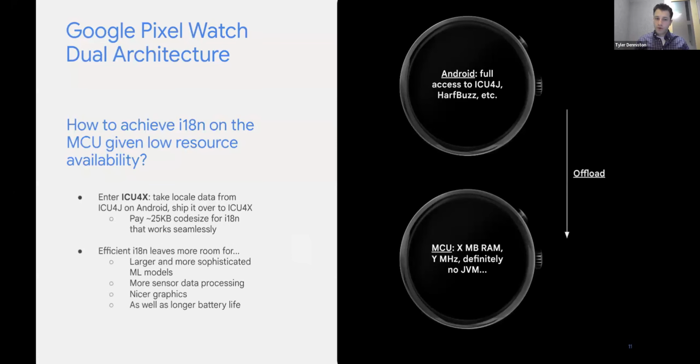So doing this efficiently on the MCU, because it has so little resources, leaves more room for other interesting things to also take advantage of the low power domain. That could mean things like larger or more sophisticated machine learning models, more or different types of sensor data processing, nicer looking graphics, and then, as a bottom line, a longer battery life as well.